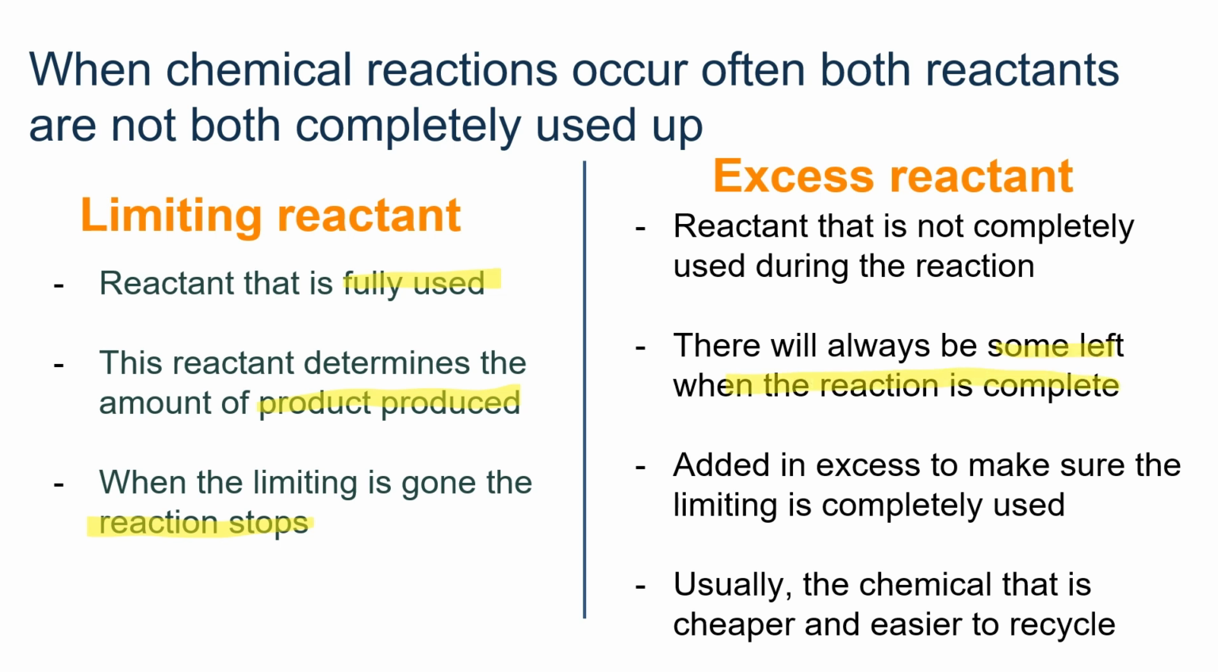And it's added in excess on purpose to make sure that the limiting is used. And this is usually cheaper and easier to recycle. So you usually will pick your excess for a reason because it's easy and cheap to recycle, and your limiting will be your more expensive, less environmentally sound kind of reactant.